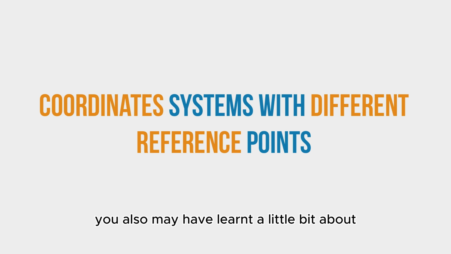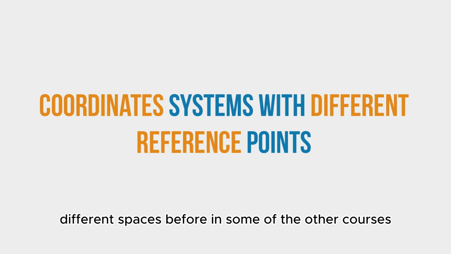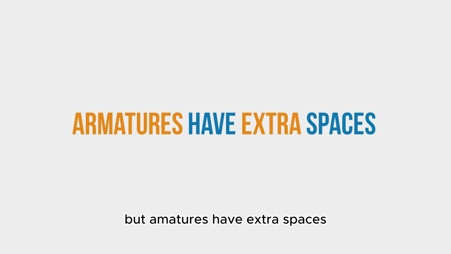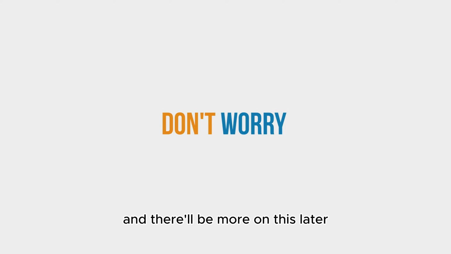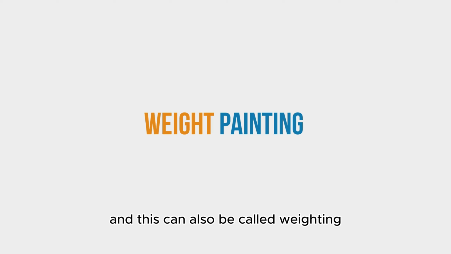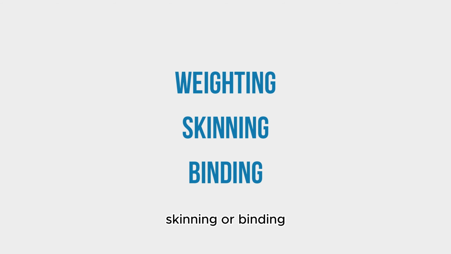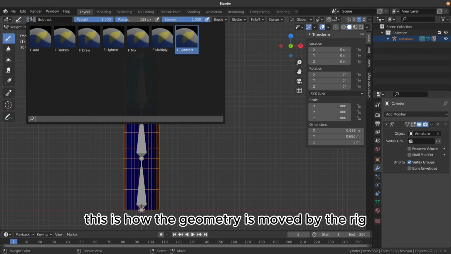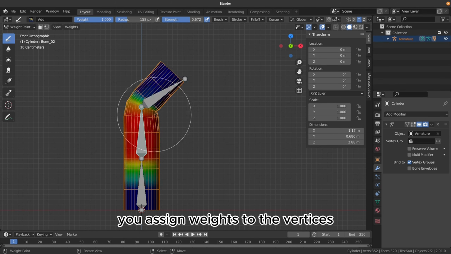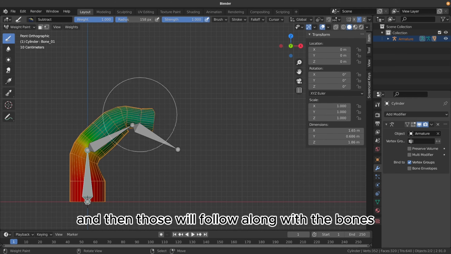You also may have learnt a little bit about different spaces before in some of the other courses, but armatures have extra spaces. But don't worry, as I said, this sounds more complicated than it is, and there'll be more on this later. Now, one big concept is weight painting. Now, this can also be called weighting, skinning, or binding. There's many different names, but basically this is how the geometry is moved by the rig. You assign weights to the vertices, and then those will follow along with the bones.